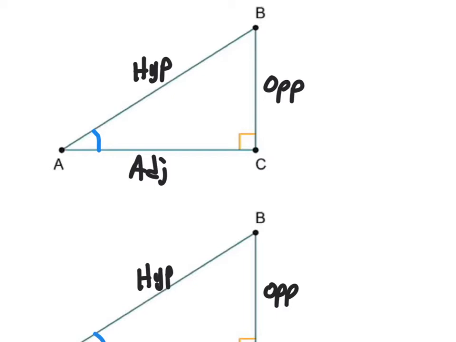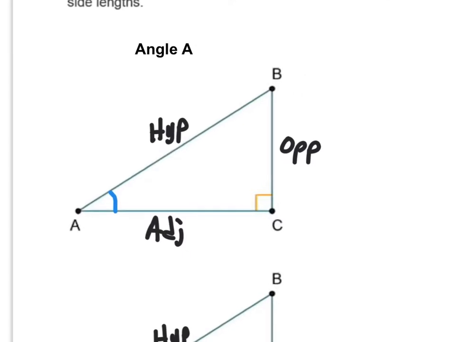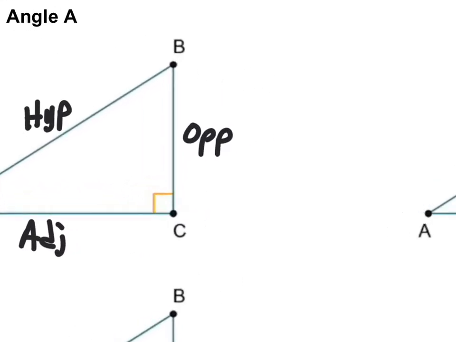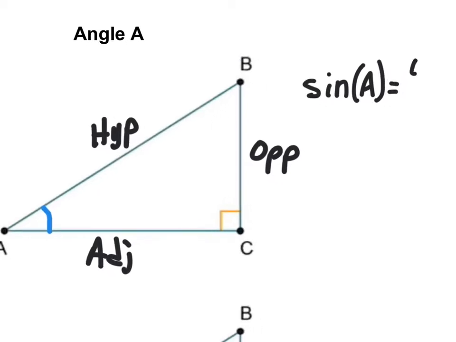So what I'm going to do now is talk about what we call sine, the trigonometric function sine. I'm going to say sine of angle A is equal to the opposite side, this opposite length, divided by the hypotenuse. I'm going to write that down. That's always going to be your sine value.